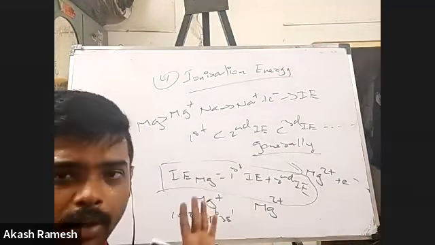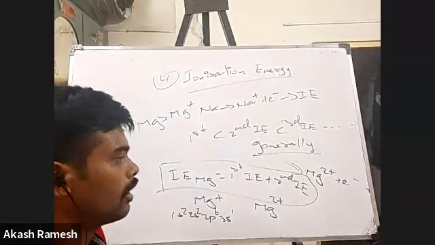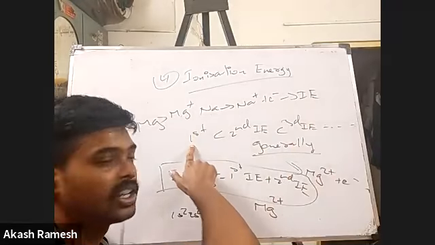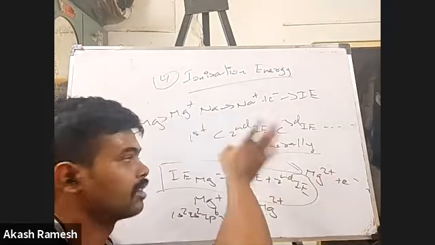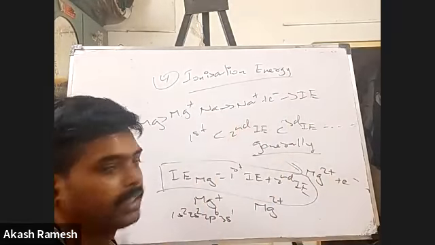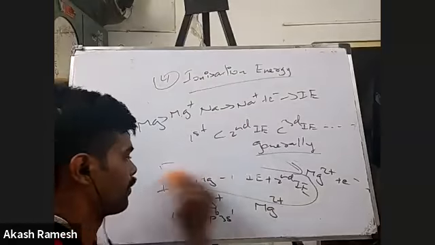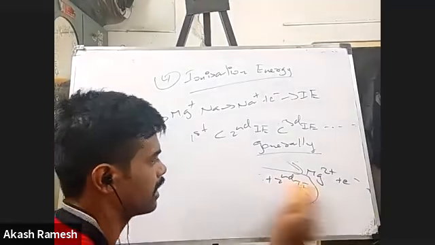So till now, any doubts, guys? Generally speaking, you can fix this in your mind: the first ionization energy will always be lesser than the second, which will always be lesser than the third. That is understood, right? Now I speak like this.